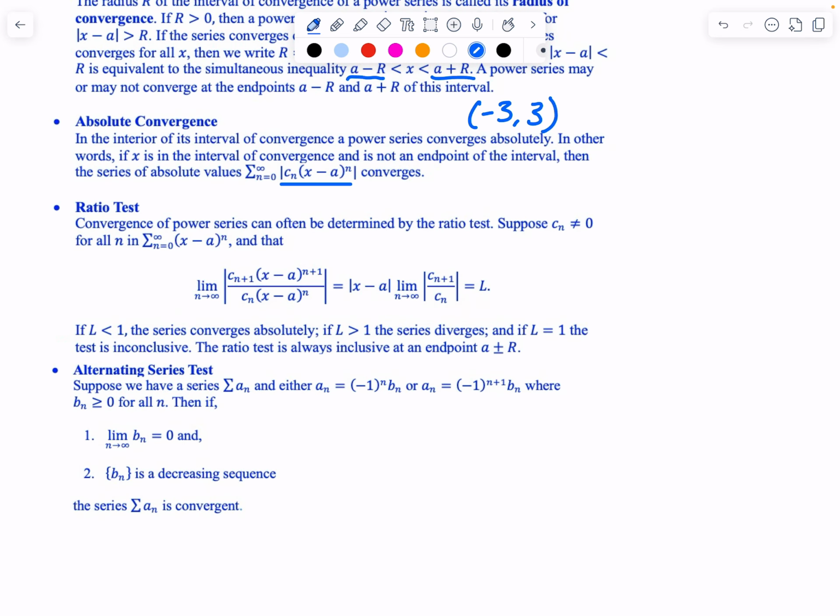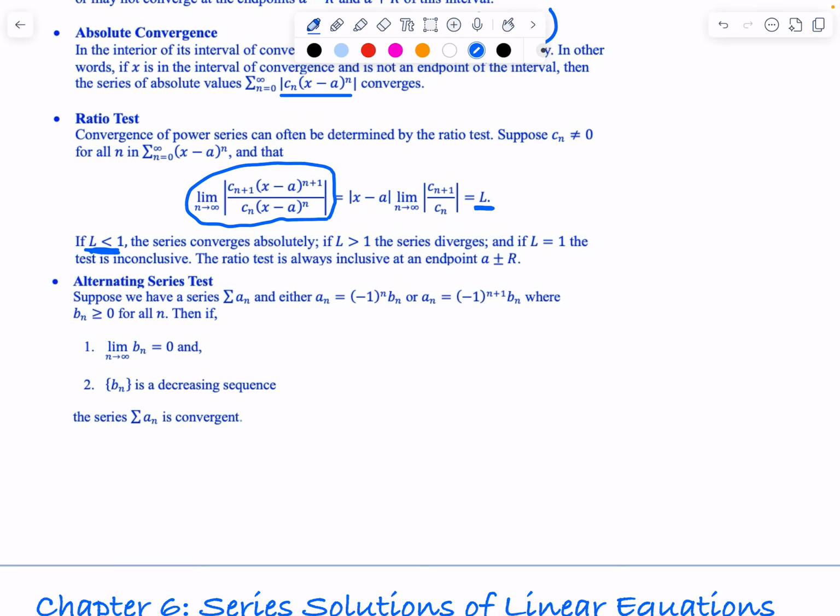And then we have the ratio test and the alternating series test. This is what we're going to actually use to tell if the next three problems converge or not. The ratio test says to create this limit and get an answer. If the answer L is less than 1, it converges absolutely. If it's greater than 1, the series diverges. And if L is 1, the test is inconclusive, it tells us nothing. The ratio test is always inconclusive at the endpoint a plus R. So when we test our endpoints, which you'll see what that means in a moment, we know that we're not going to use the ratio test.